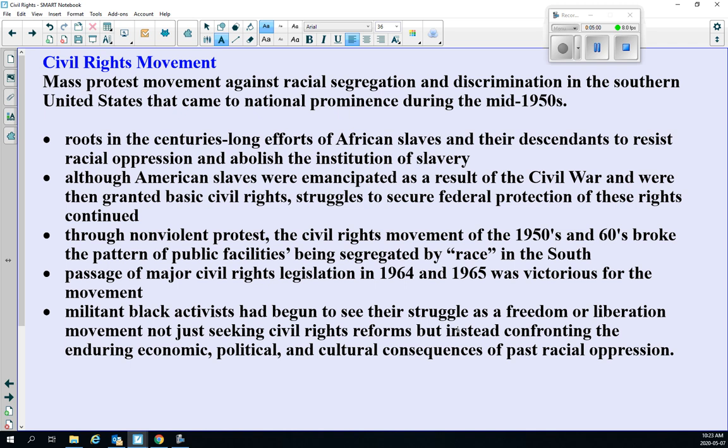All right, so there's some information on the movement itself. Definition: it was a mass protest movement against racial segregation and discrimination in the southern states. This came to national prominence, the national forefront, in the mid 1950s. When something comes to prominence, it doesn't mean that it's being seen for the first time. It just means that it's being observed on a national level for the first time. So mid 1950s, it came to the forefront in America.